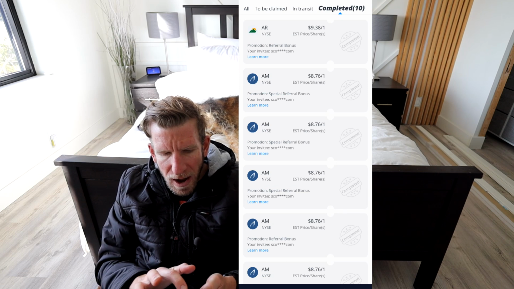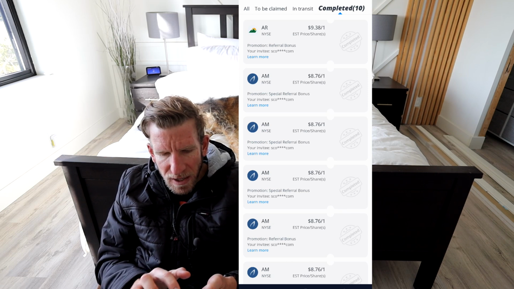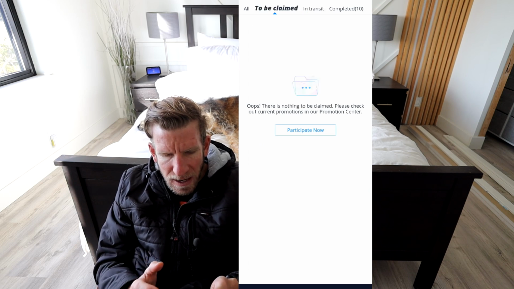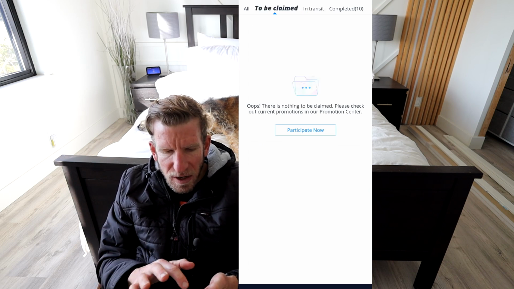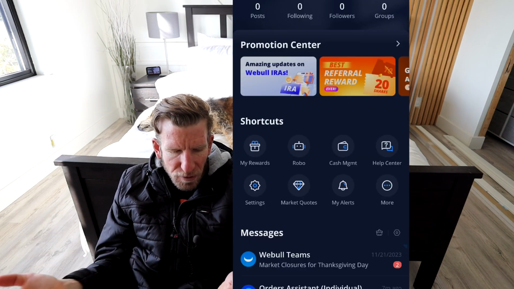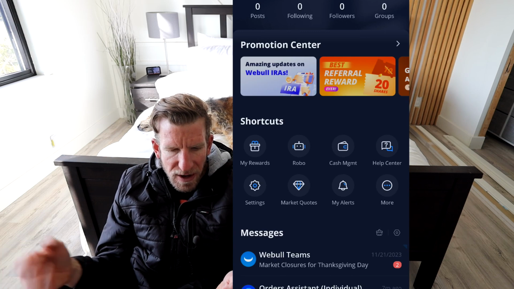So right there, top right of your screen, and then in transit, which I don't have any, and then to be claimed, I don't have any as well. So if you have any to be claimed, click on that. And that's where you look to if you get your friends and family starting to invest with Webull.